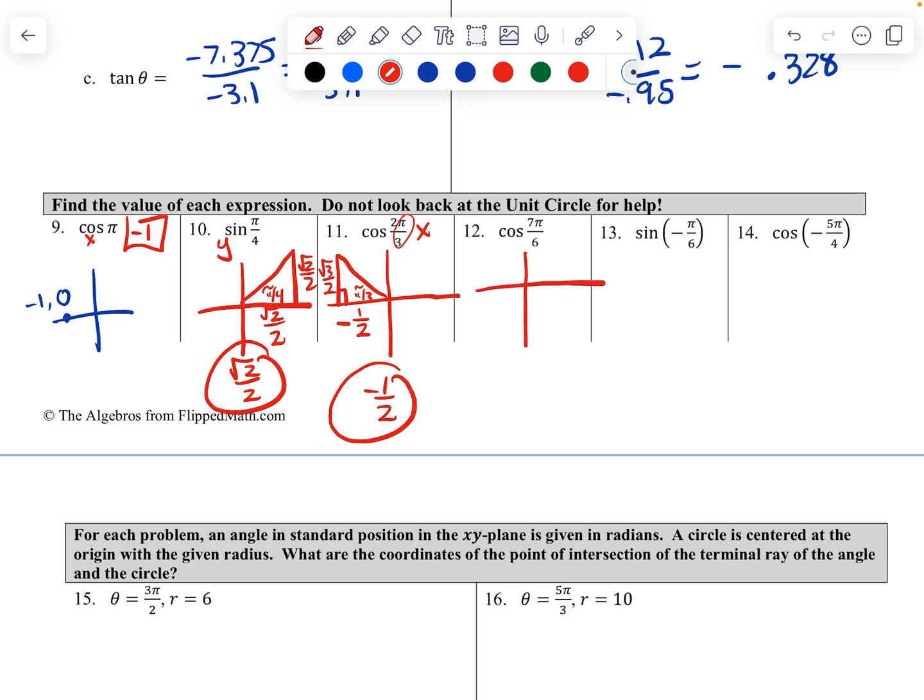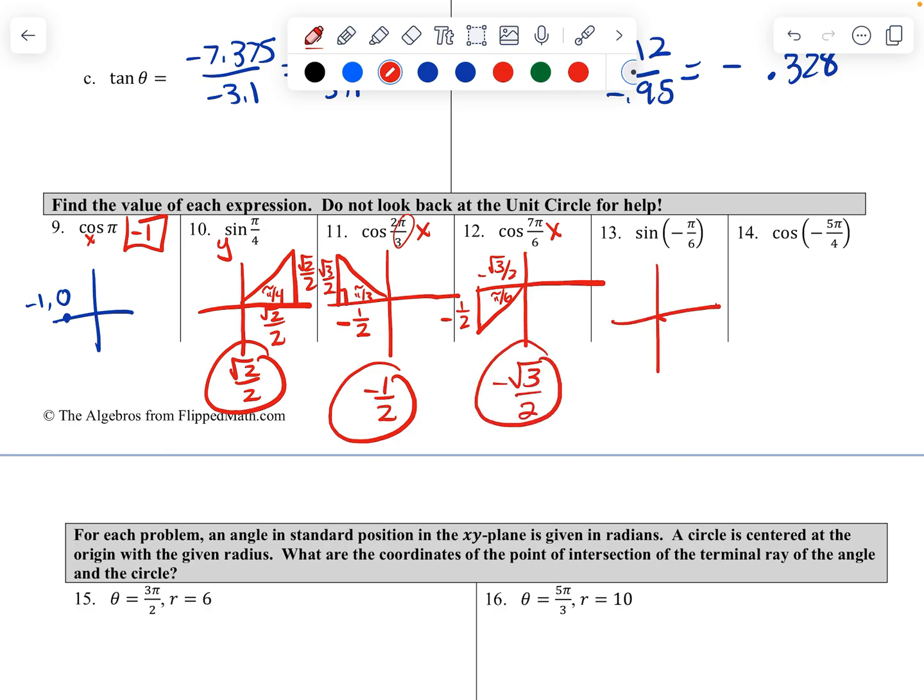7 pi over 6. Well, that's a little bit more than pi, so here's 7 pi over 6. So there's pi over 6. Opposite, 1/2. It's going down, so it's negative. So this side would be root 3 over 2, but negative. Cosine is x, so negative root 3 over 2.